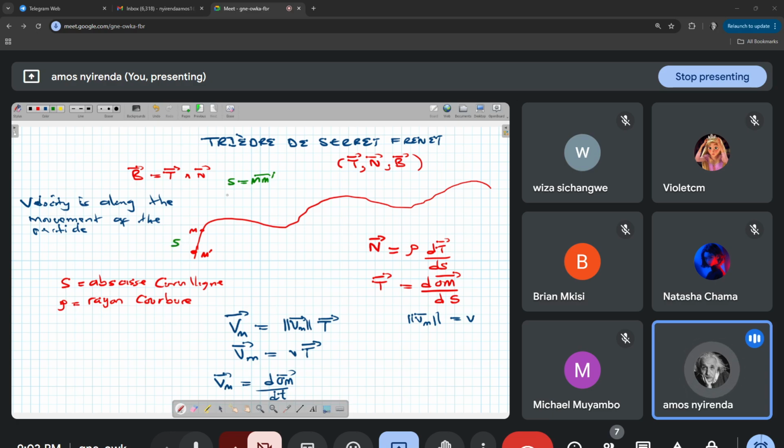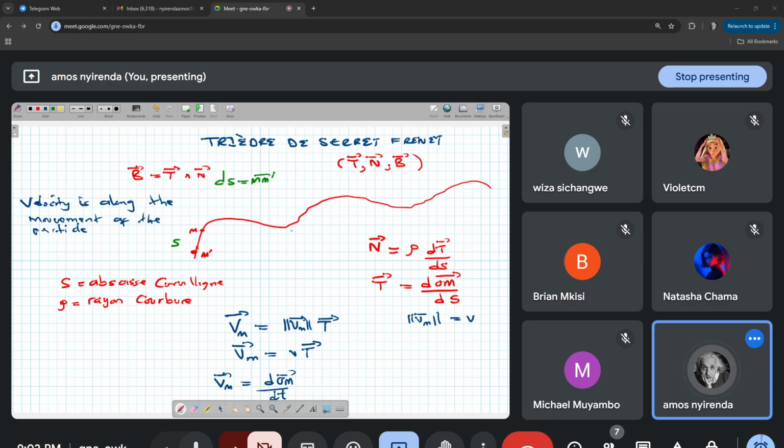The distance that it travels from M to M prime is known as S. Now S is known as l'abscisse curviligne. L'abscisse curviligne is the distance that this is going to travel. Actually, here we can even say ds, because it's une distance élémentaire. If we talk about the distance élémentaire, we'll put ds there. So this is what we have here.